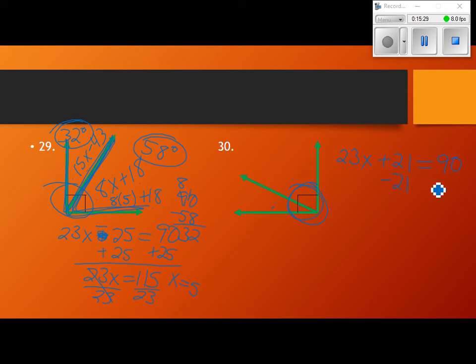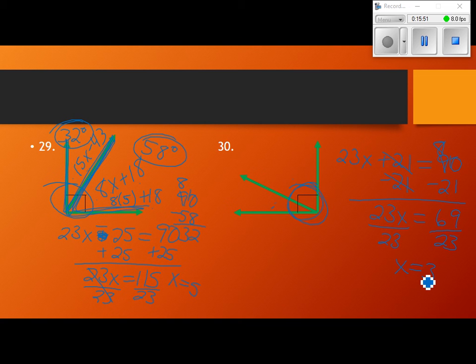Subtract 21 on both sides. These cancel out. You're left with 23x equals, borrow there. That makes that 9. It's that an 8. 8 minus 2 is 6, 69. Divide by 23. And x equals 3.